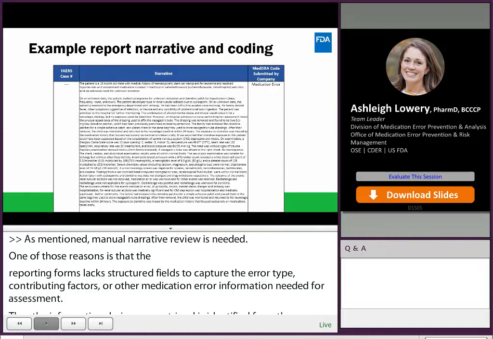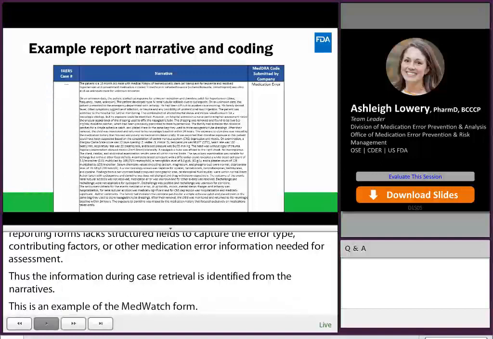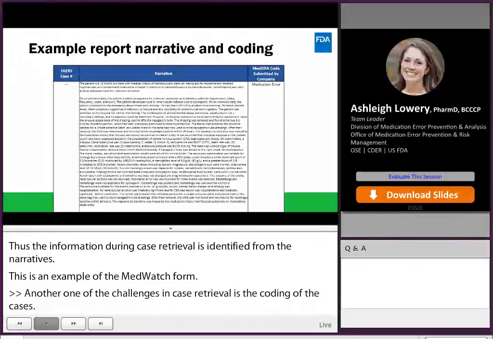Another one of the challenges in case retrieval is the coding of the cases. Coding is often not specific enough, but a narrative can provide additional details. This is an example of a narrative and its submitted MedDRA code. While I won't read through the entire case, it's obvious that there's a good bit of information submitted.